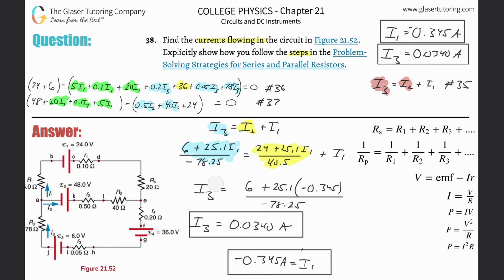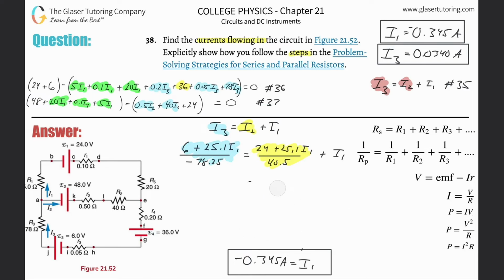And now last but not least, there are a couple of ways you can solve I2, obviously. I'm just going to use this method. So I2 is equal to, remember this whole thing, 24 plus 25.1 times our I1, which was negative 0.345. Let me use the exact value when I calculate it, divided by 40.5. So I2 will be 24 plus 25.1 times negative 0.344892, all that stuff, and then divide that by 40.5.